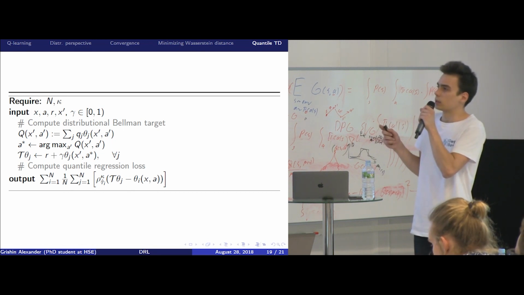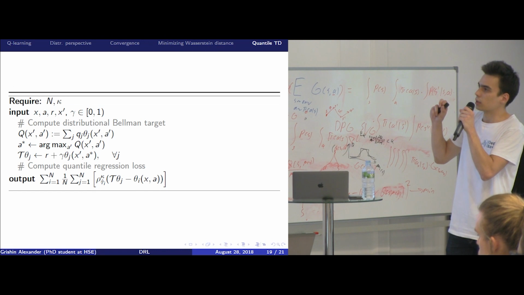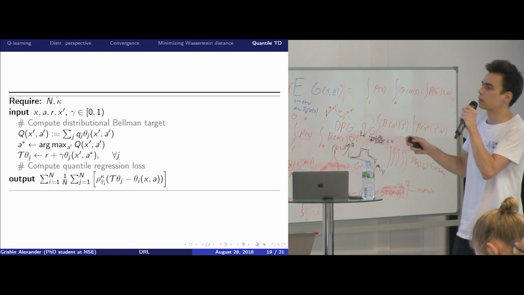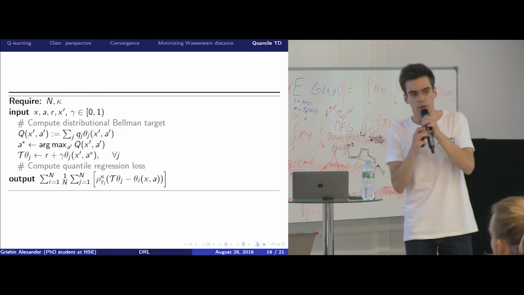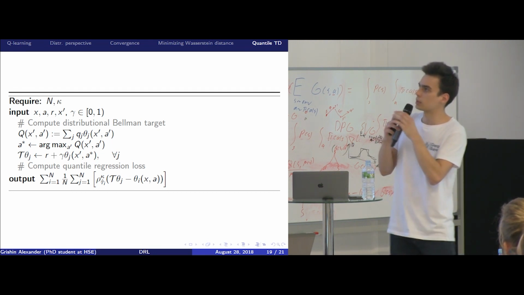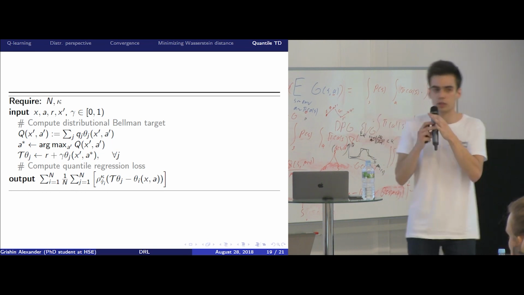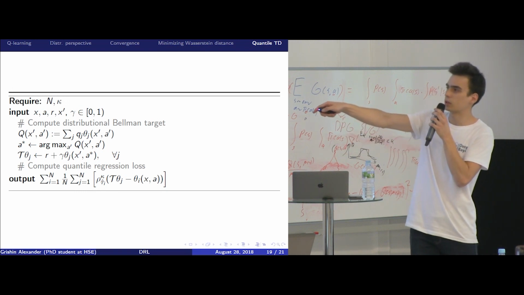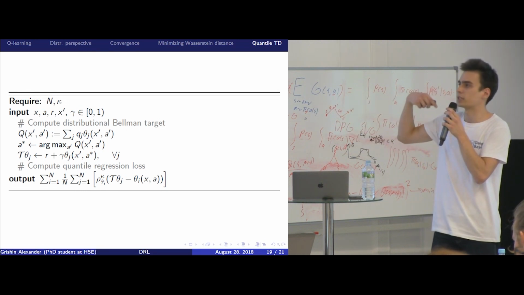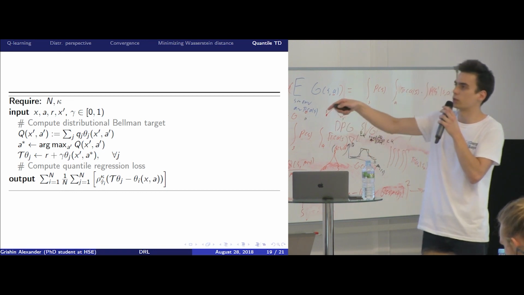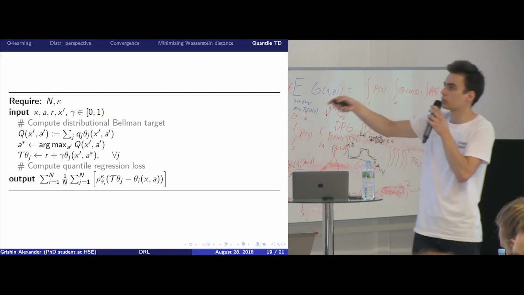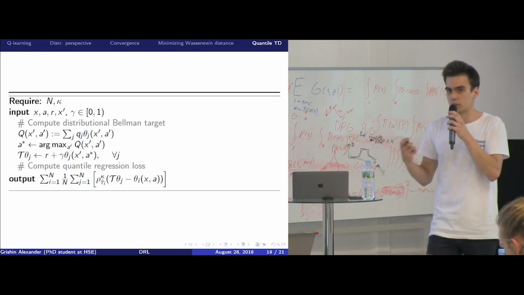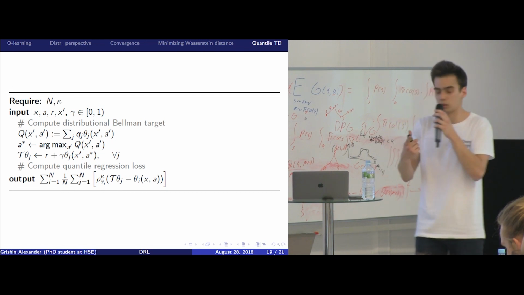And the important thing to note is that we have the initial prediction data, n quantiles. We have the consequent prediction, not consequent, improved prediction tau theta g, which is n quantiles too, in fact.